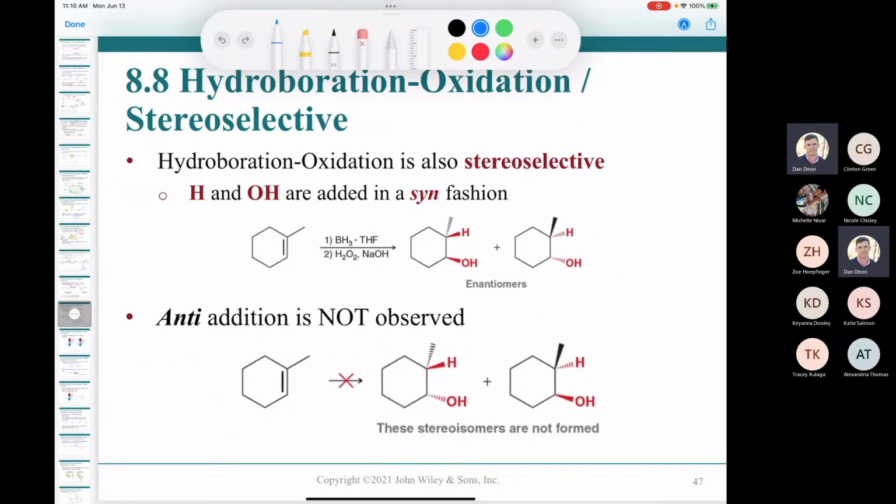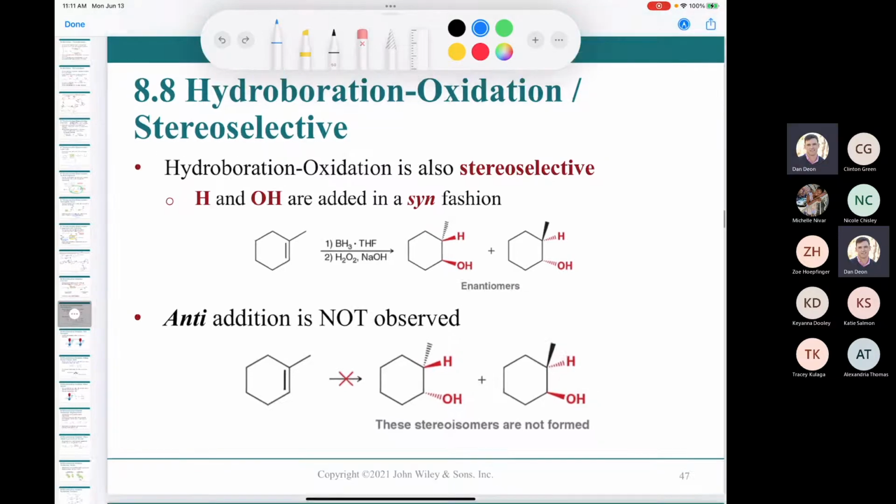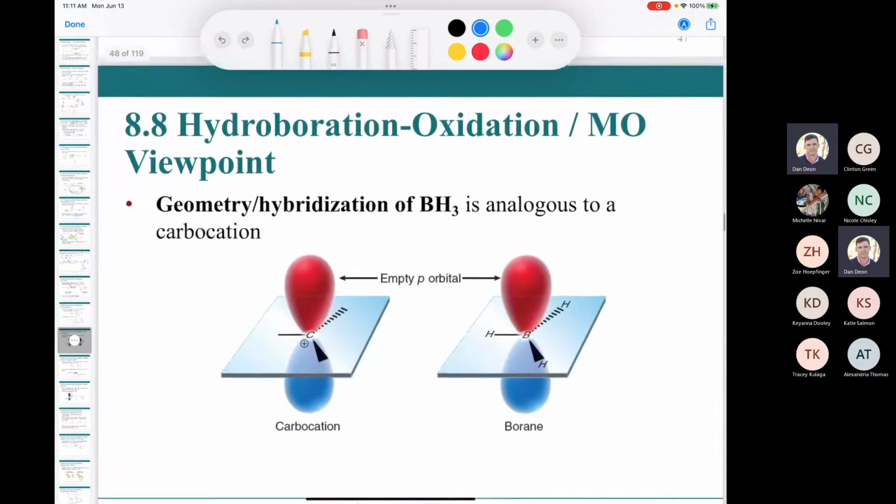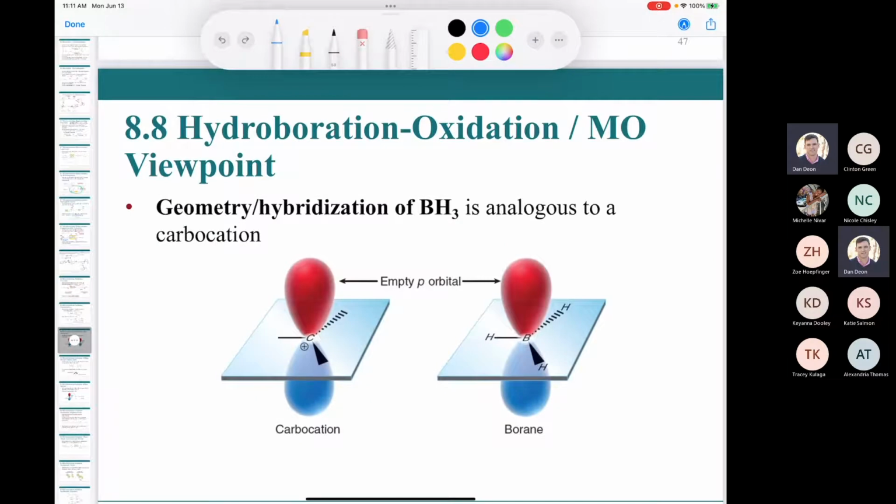Anti-addition is where one group is added on one side, the other group is added on the other face. And so we would not see either of these stereoisomers where the hydrogen is up and down, or trans, I guess, to the hydroxyl. And we would not see this either. Again, it's stereoselective. We only see syn addition. So regioselectivity and stereoselectivity. We have to take both of these things into account when we're talking about hydroboration-oxidation. Well, let's move on from there and talk about this mechanism in a little bit of detail.